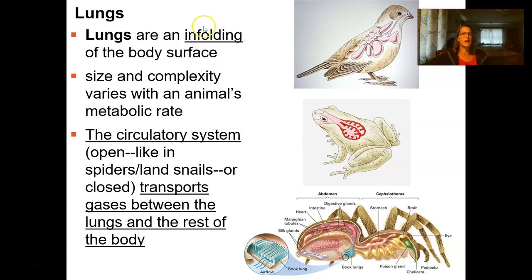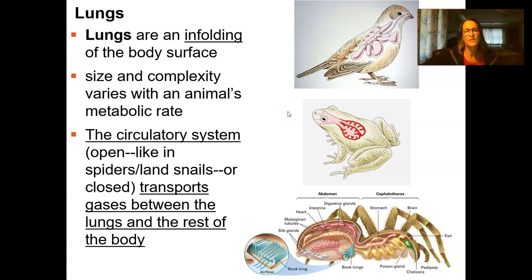Okay, so now we're going to talk about lungs. Lungs are an infolding of the body surface, and remember, gills were an outfolding of the body surface. So lungs are internalized. They vary a lot in terms of their size and complexity depending on what animal you're looking at and what their metabolic rate is. So if they need a bunch of energy, which means they need a lot of oxygen to create that energy, then you're going to have a more complex lung, which will facilitate a greater amount of oxygen for your body.